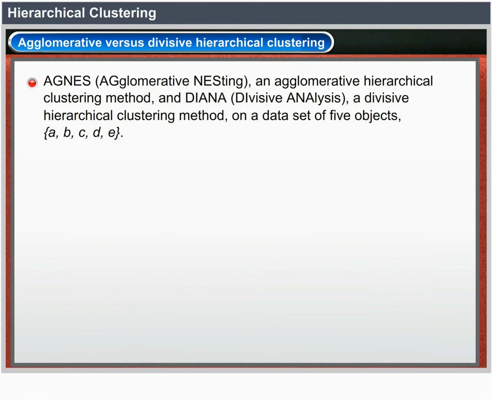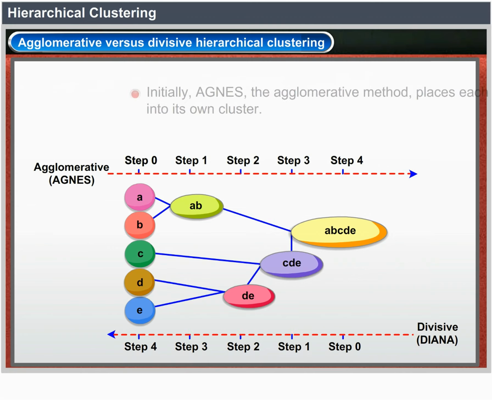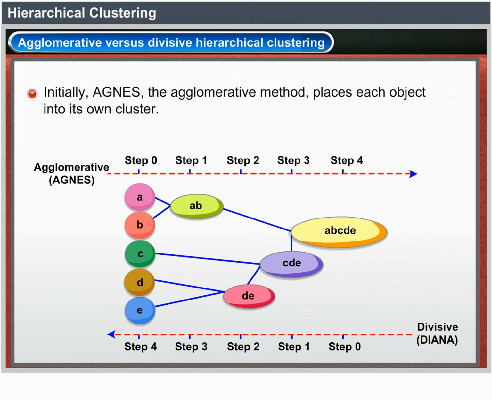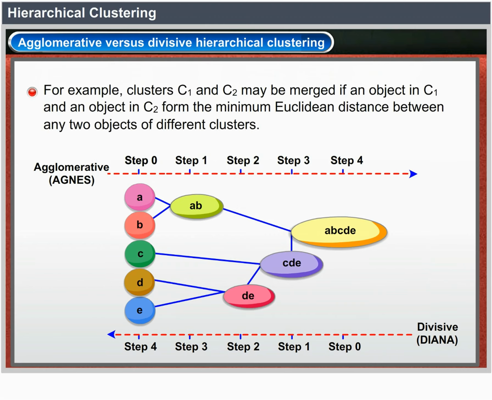Consider AGNES, agglomerative nesting, an agglomerative hierarchical clustering method, and DIANA, divisive analysis, a divisive hierarchical clustering method, on a dataset of 5 objects A, B, C, D, and E. Initially, AGNES, the agglomerative method, places each object into a cluster of its own. The clusters are then merged step by step according to some criterion. For example, clusters C1 and C2 may be merged if an object in C1 and an object in C2 form the minimum Euclidean distance between any two objects from different clusters.